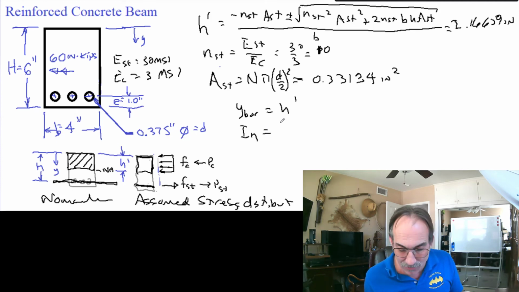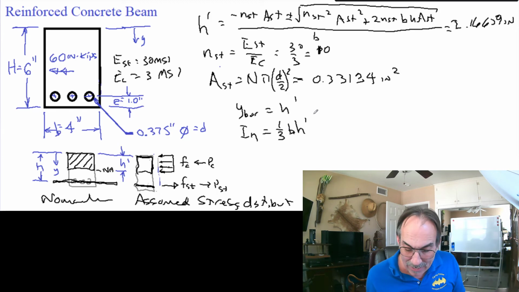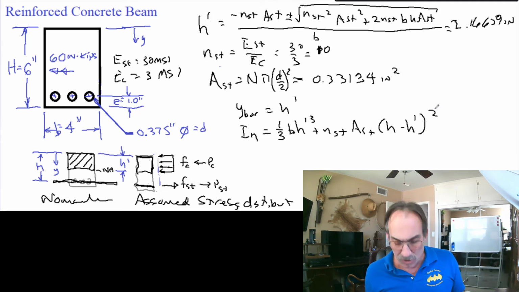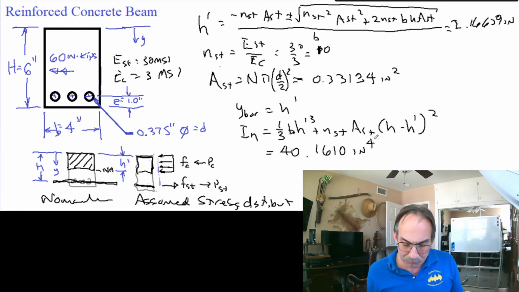I sub n is defined in your handbook. It's already calculated for you, so it's 1/3 the width times the H prime value. Don't confuse the different H's. We have capital H, lowercase h, and H prime. That's cubed, plus N steel times area steel times H minus H prime squared. If you solve that for this beam, you will find that the moment of inertia is 40.1610 inches to the fourth. Now that we have that, we can calculate our stress.